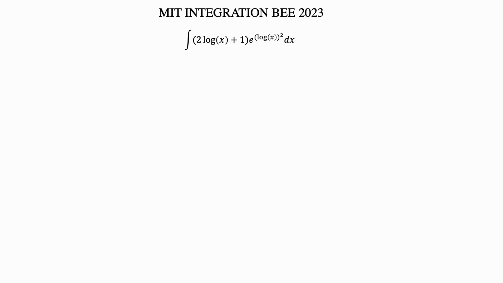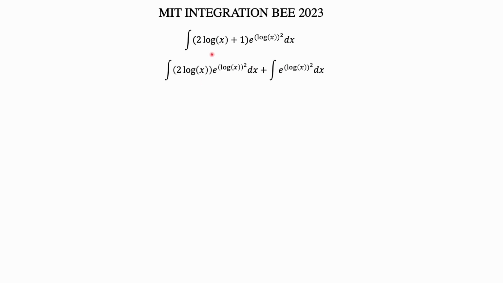Let's do the MIT integration BRIC 2023 problem. This is a mixture of functions. You have log of x, you have e to the power log of x whole square. So whenever you have a mixture of functions, you have two things you can try. One is substitution and the other is integration by parts. If you try substitution, you can take this as u and see if it simplifies, or you can take this as your substitution and see if it simplifies, and you're going to end up with nothing simplifying. So the other thing to fall back on is integration by parts.